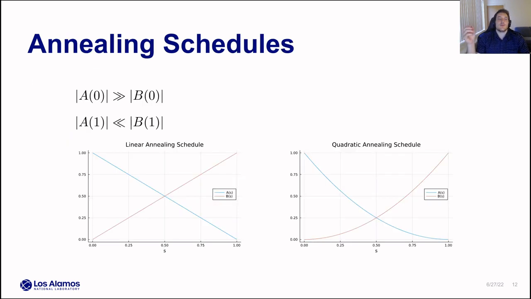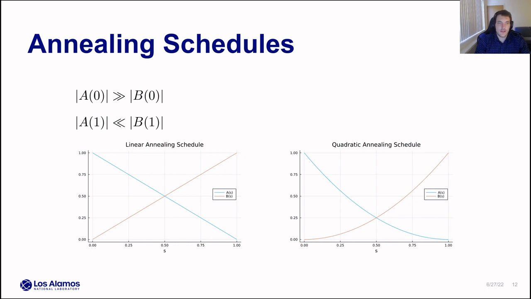So what's an annealing schedule then? An annealing schedule is this A(s) and B(s) function which dictate the strengths of your input and target Hamiltonians. At the start, you want the magnitude of your A function to be much more significant than the magnitude of your B function. And at the end, you want the magnitude of your B function, corresponding to your target Hamiltonian, to be much stronger than your A function, corresponding to your input Hamiltonian. These schedules can have many different forms.